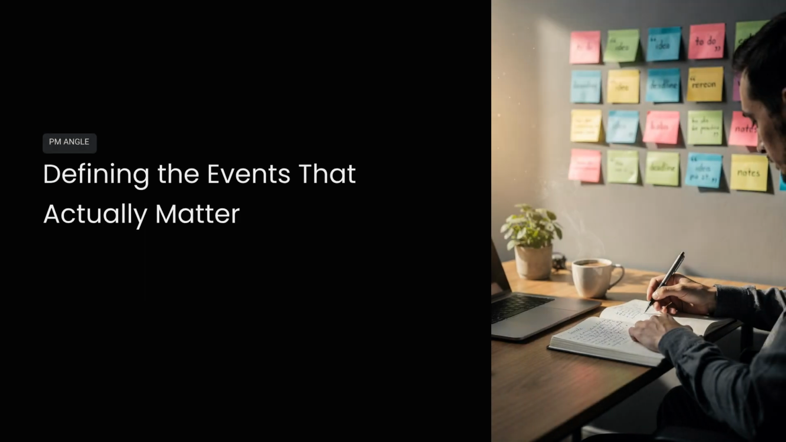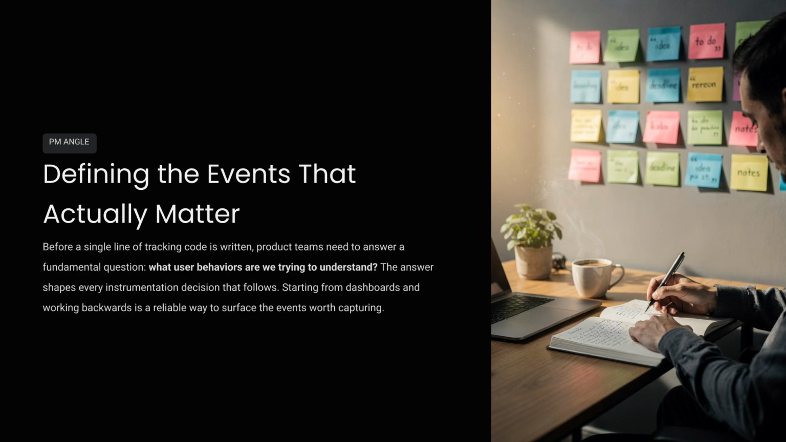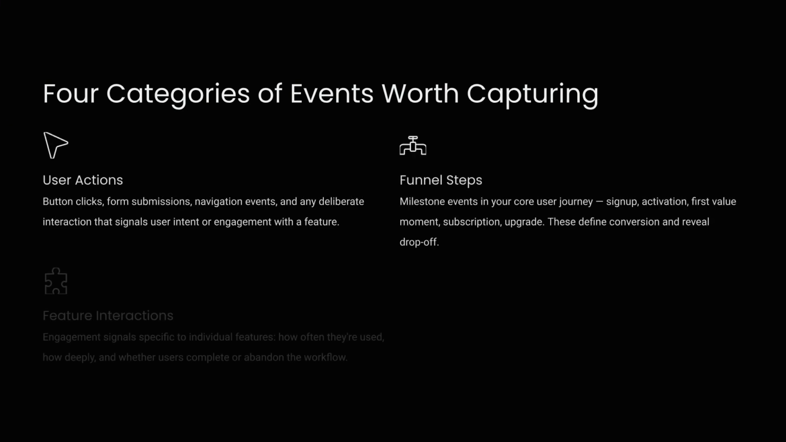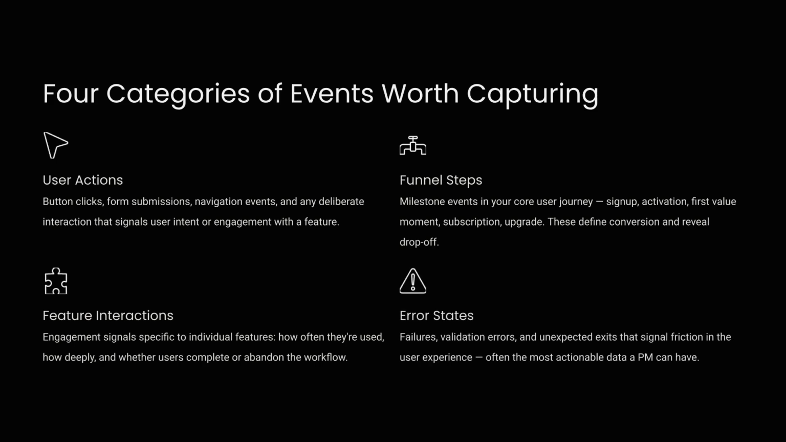From the PM angle, start by defining the events that actually matter. The fundamental question is, what user behaviors are we trying to understand? Start from your desired dashboards and work backward. There are 4 categories of events worth capturing: user actions, funnel steps, feature interactions, and error states. These events capture deliberate interactions, core journey milestones, feature engagement, and user friction.